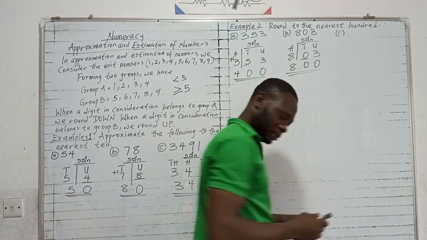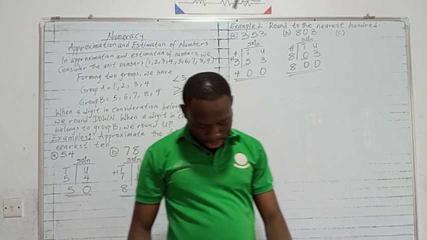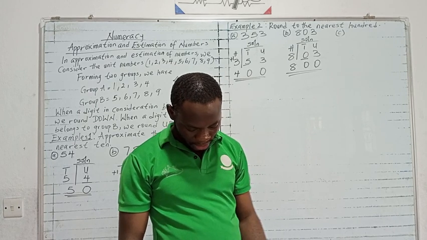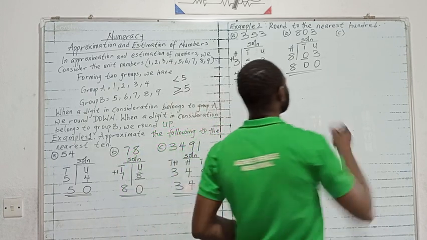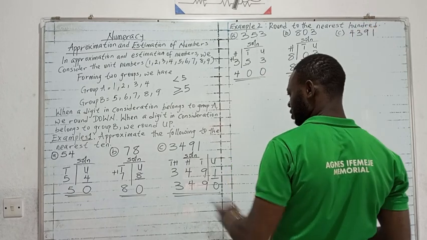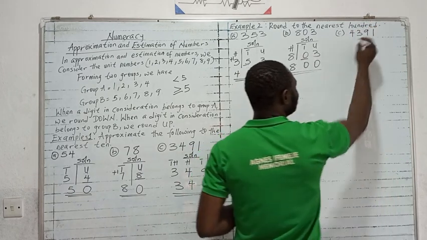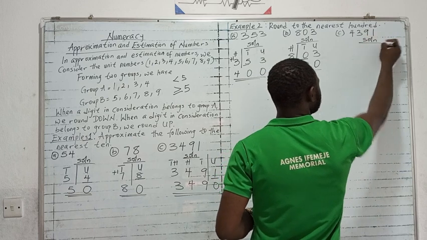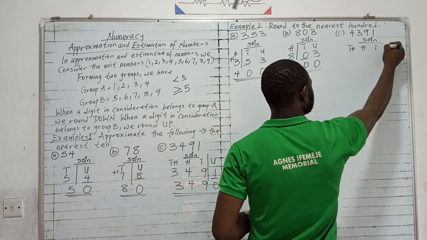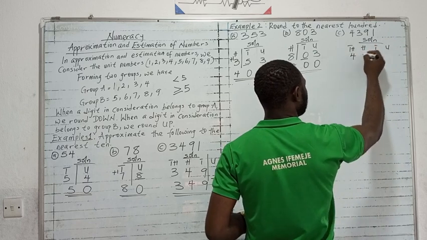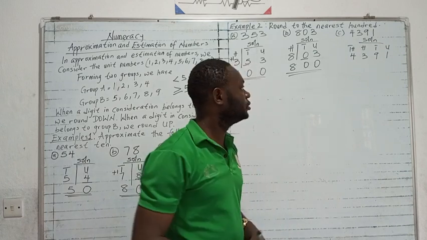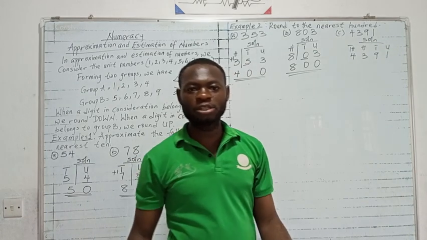C, for example. In C, let's say we have 4,391. Okay, solution. The same thing. This is thousands, hundreds, tens, and units. I have 4, 3, 9, 1. And I'm rounding this number to the nearest 100.